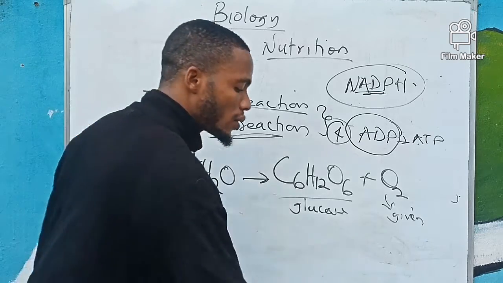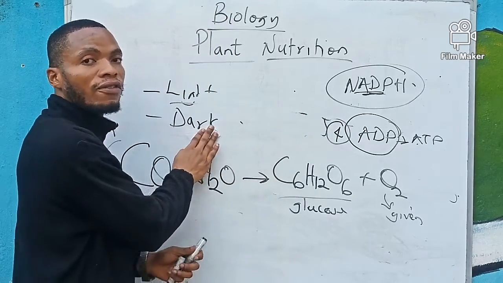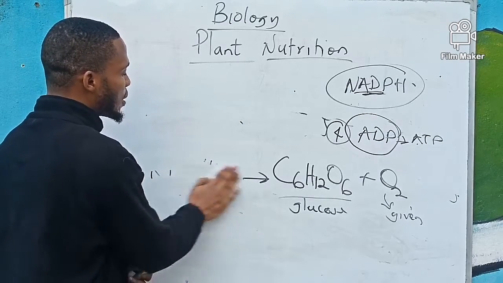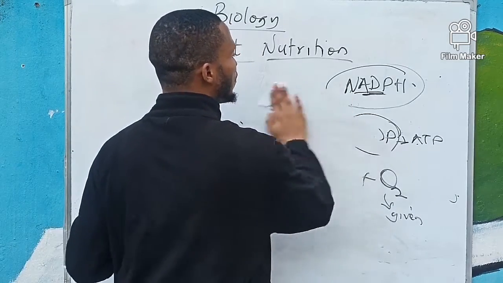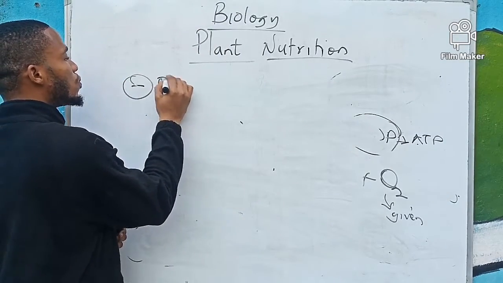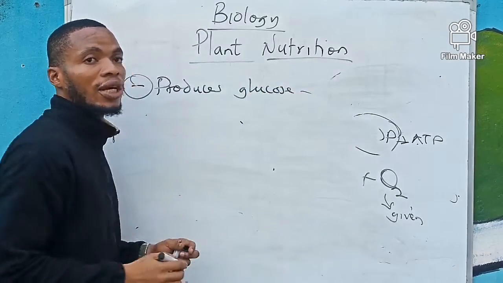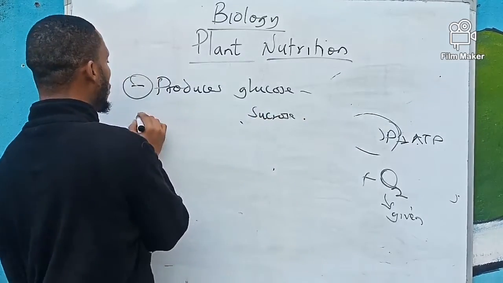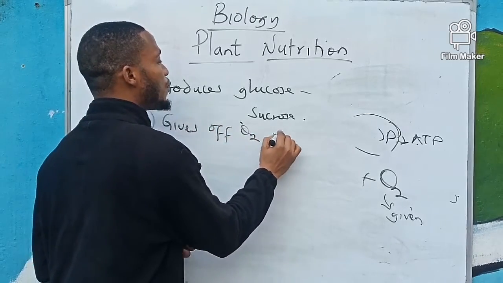Next, let's look at what are the importance of photosynthesis. What is the need of photosynthesis to man and also to plants? Number one, it produces glucose, which is the food source for man. It produces glucose, which is now stored as starch in tuber plants and also as sucrose in fruits. Two, it gives off oxygen used for respiration.